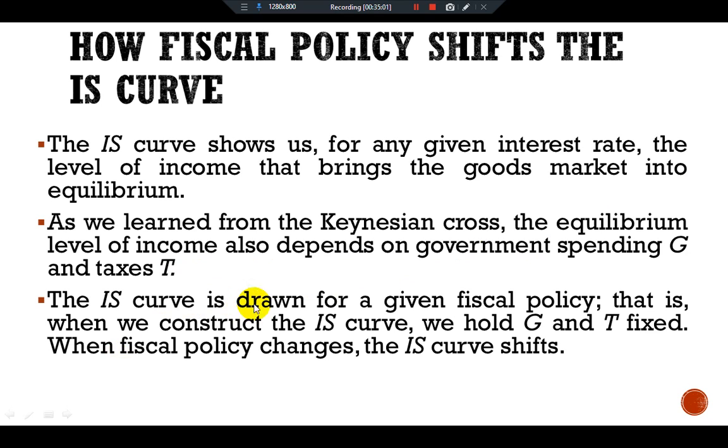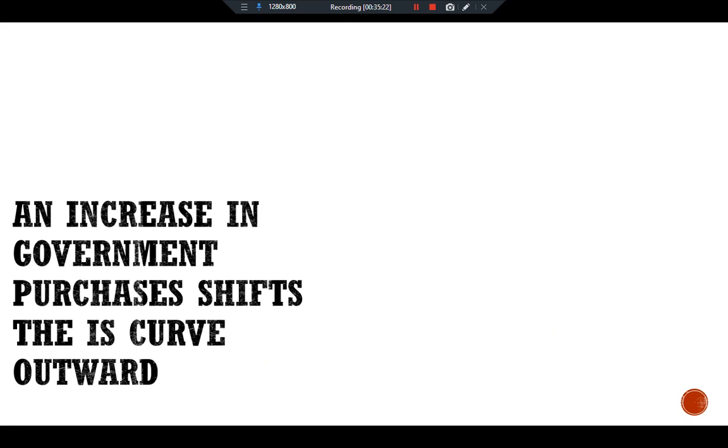The IS curve is drawn for a given fiscal policy. That is, when we construct the IS curve, we hold G and T fixed. When fiscal policy changes, the IS curve shifts. So let's see a graphical presentation for that. An increase in government purchases shifts the IS curve outward.